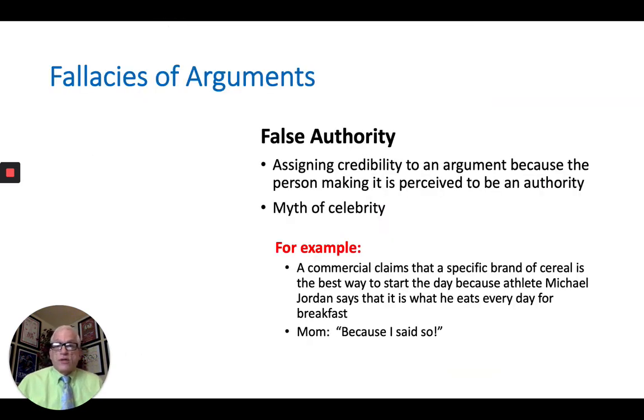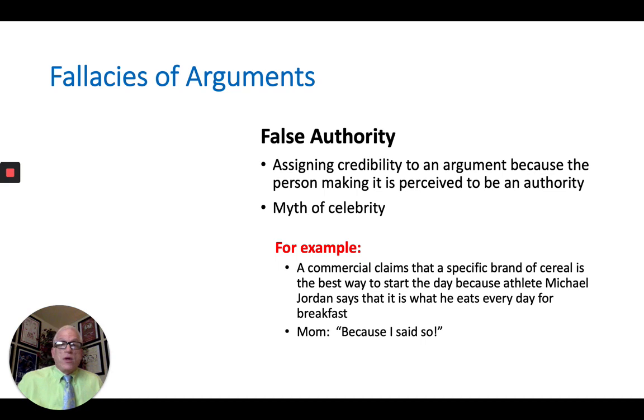False authority. False authority is when we assign credibility to an argument because the person making it is perceived to be an authority. Even if they're not, we hold them up as an authority. A great example of this is celebrities, what I like to call the myth of celebrity. We put our celebrities and athletes on pedestals, and we decide that if an athlete or a celebrity likes a product or endorses a product, it must be good.